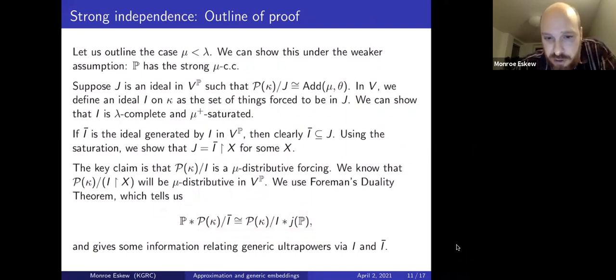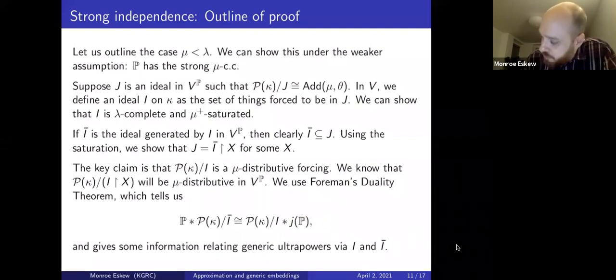So P star P(kappa) mod I bar, the two-step iteration, is isomorphic to the two-step iteration forced with P(kappa) mod I and then forced with j(P), where j is the generic ultrapower embedding associated to this guy. I should say, in case you haven't seen this before, you can compute a lot of things by taking I to be the dual of an ultrafilter. So in that case, you can ignore this part of the equation and then you can say, well, I can choose many P's. I mean, it has to satisfy some hypothesis like nice chain condition or existence of master conditions.